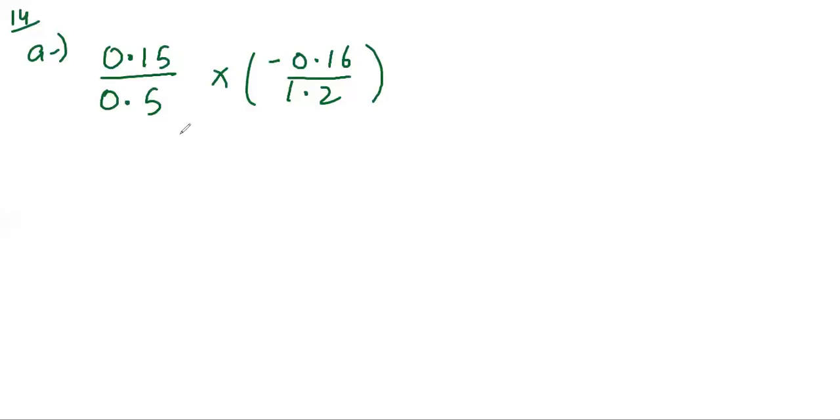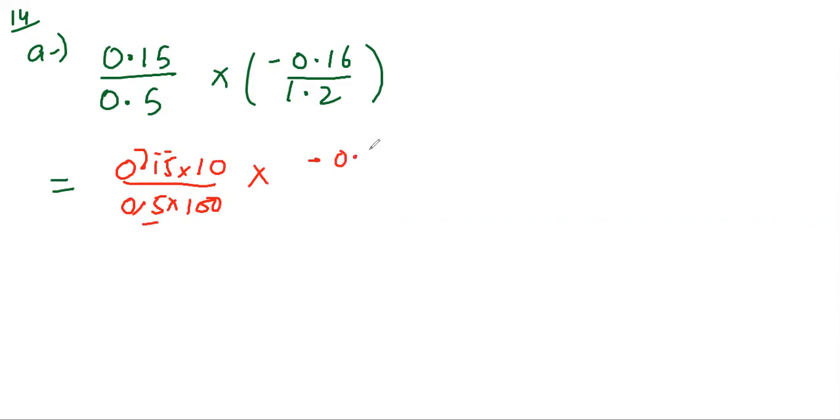Okay. So how are we going to solve this question? Let's solve it together. First, we will solve the brackets. So it's 0.15 divided by 0.5. It means the same process. Decimal will be removed. We get 1, 1, and 2 zeros. Multiply by 1 and 1, so 1 zero. Multiplied by, we have minus 0.16 divided by 1.2.